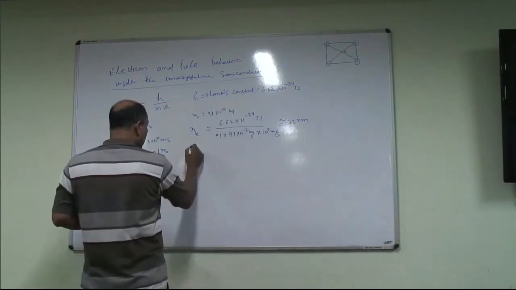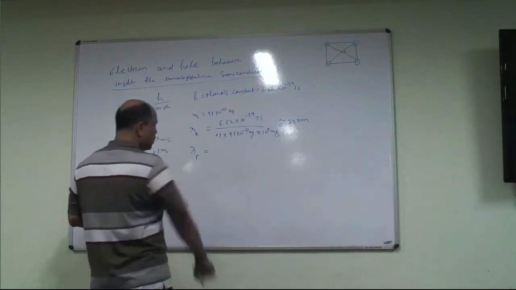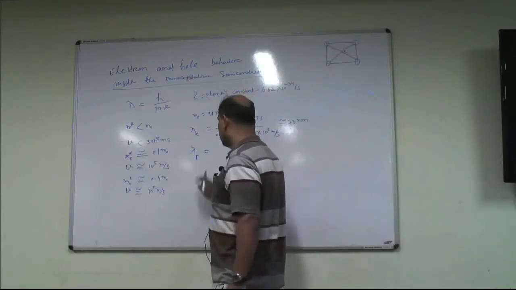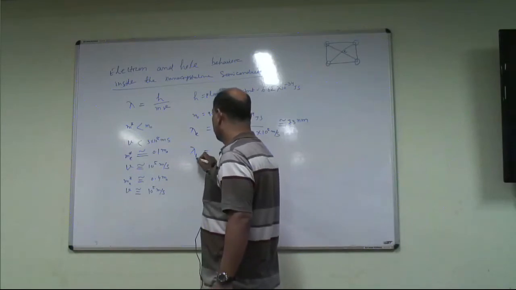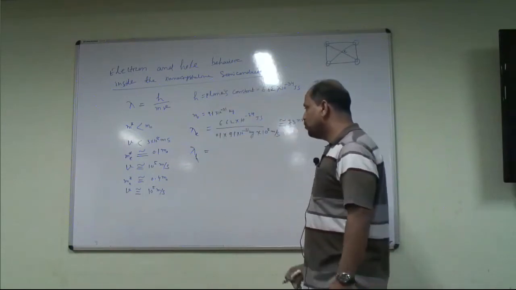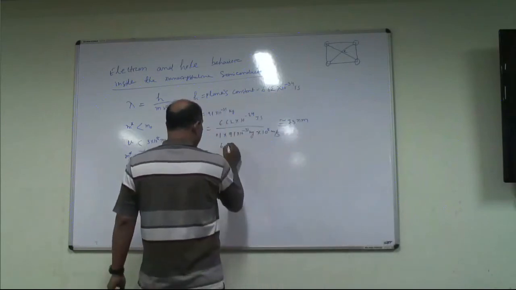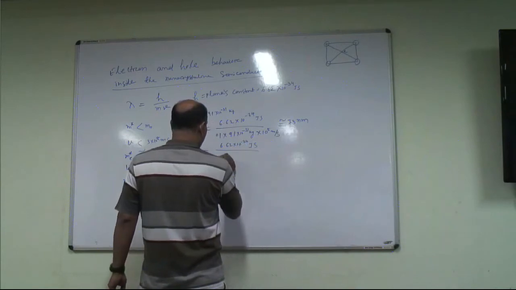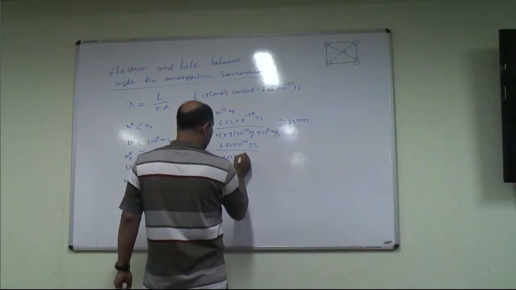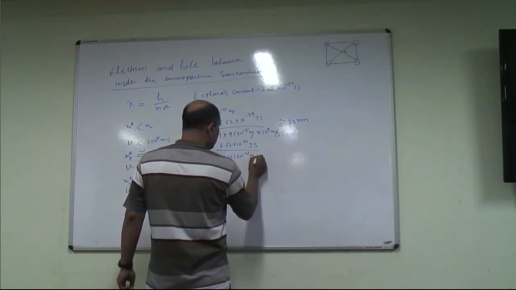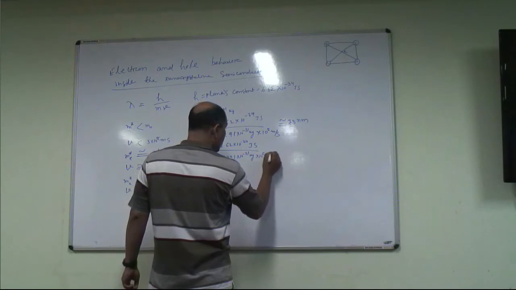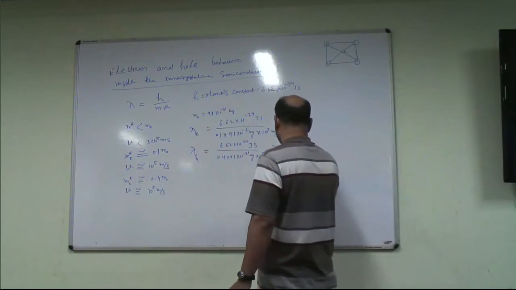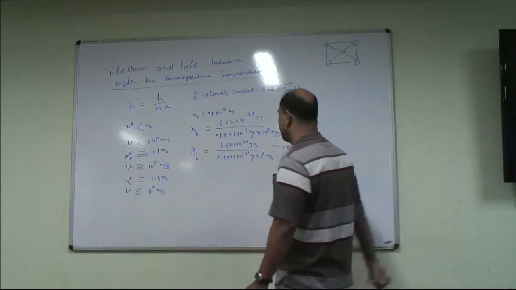Now you calculate the de Broglie wavelength for a hole. If you put the value 6.62 × 10^-34 joule second divided by 0.4 × 9.1 × 10^-31 kg × 10^5 meter per second, what value do you get? This value is close to 18.2 nanometer.